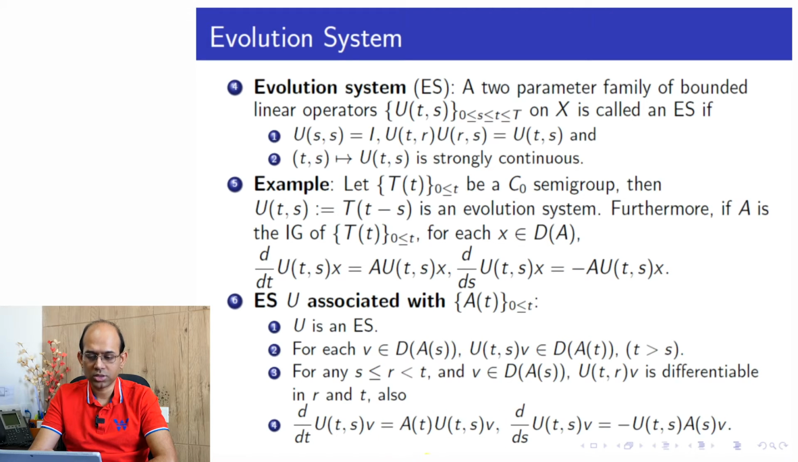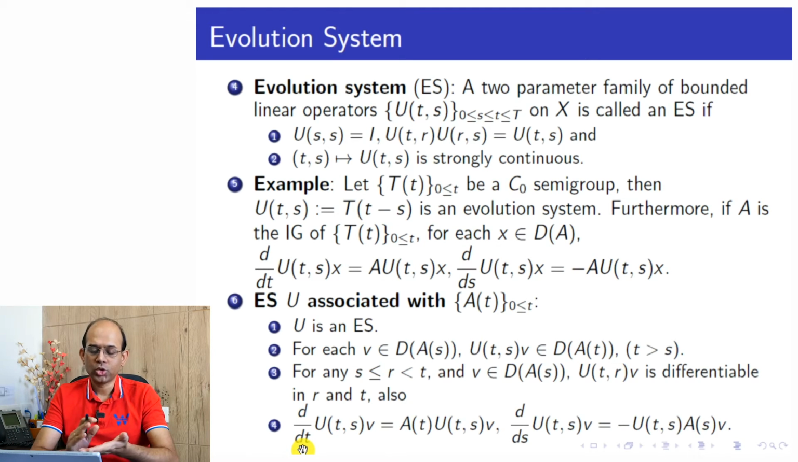Otherwise this expression makes no sense, because if V is in the domain of A(S), which was assumed here, and U(T,S)V is not in the domain of A, then this doesn't make sense. And here there is no such trouble because V was anyway in the domain of A, so A(S)V makes sense. And U is anyway defined on the whole Banach space. So this is the definition of evolution system associated with a family of operators A(T).